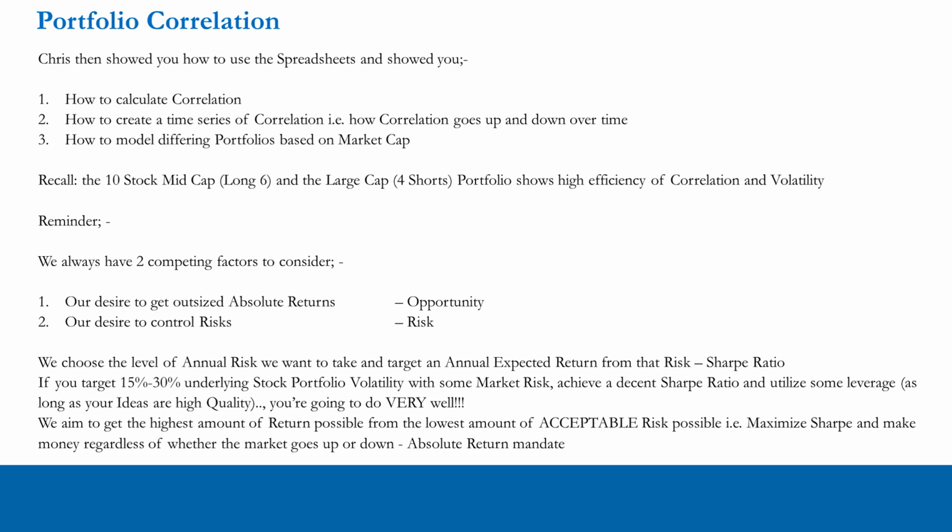Now, just as a reminder, we always have our 2 competing factors to consider. So, firstly, our desire to get outsized absolute returns, which is our opportunity. And secondly, our desire to control risks, which, of course, is our risk profile. So we choose the level of annual risk that we want to take, and we target an annual expected return from that risk. So we're seeking a tidy, efficient Sharpe ratio.